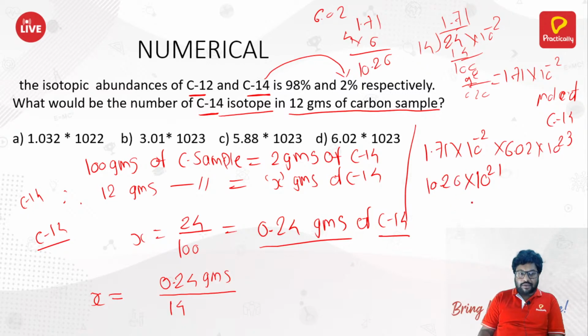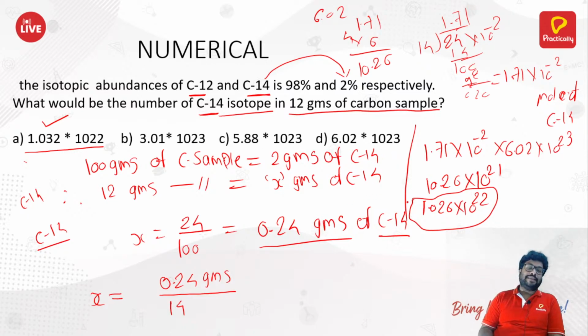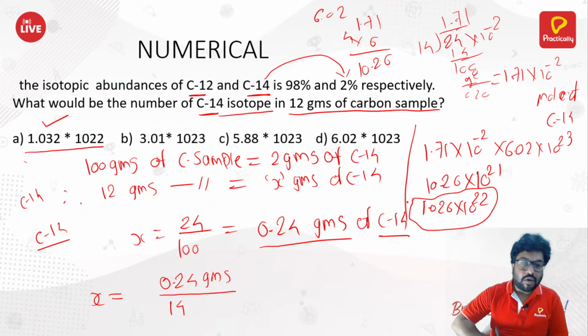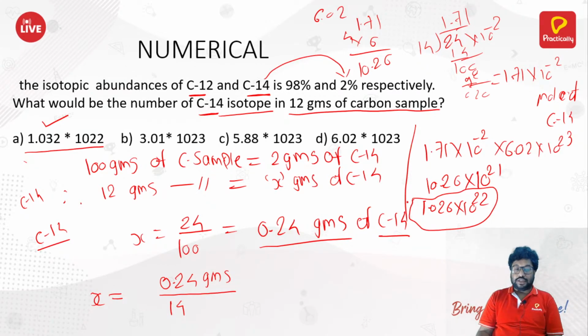10.26 into 10 raised to 21. So that makes it 1.026 into 10 raised to 22. And which is the closest answer to this? It is 1.032 into 10 raised to 22. We have 1.026 because we have ignored 6.02 to make the calculation easier. But anyways, it leads us to our answer. Okay, that is how you can solve this numerical.